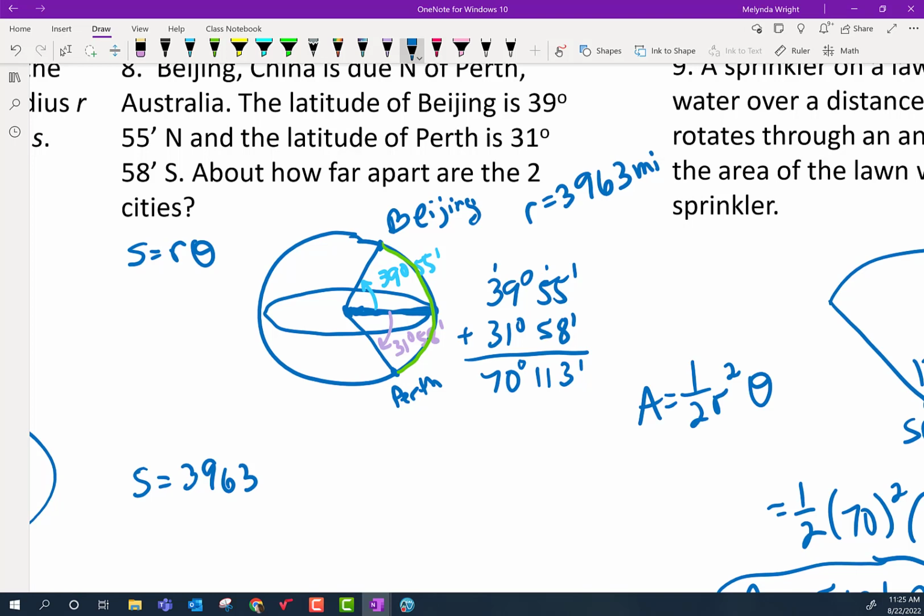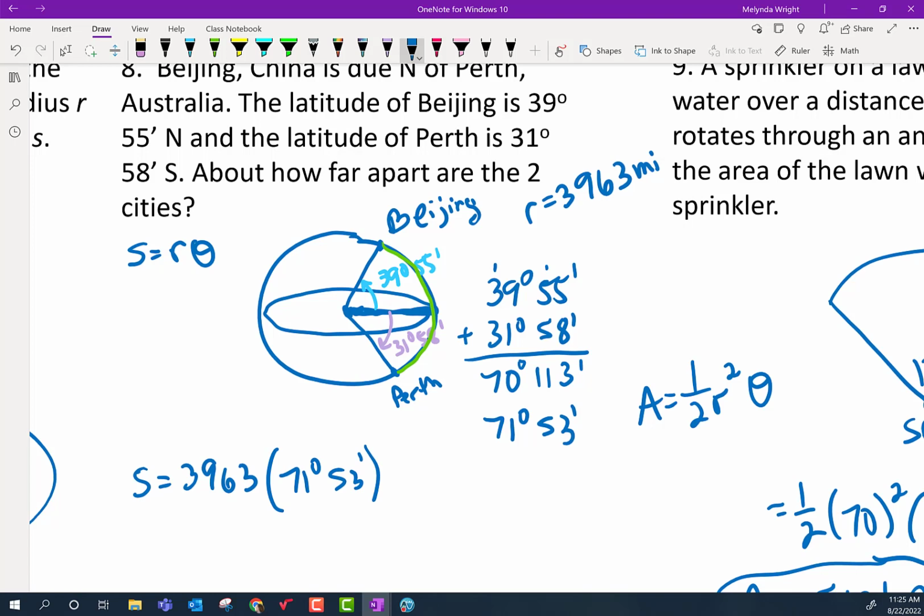Now that doesn't seem proper, does it? Didn't we say that 60 minutes was a degree? So what should we do? We should take out 60 of the 113 and move it over to degrees. Let's rewrite it in proper form. This would be 71 degrees, and 113 minus 60 is 53 minutes. That is my angle measure. So we're going to write 71 degrees, 53 minutes.